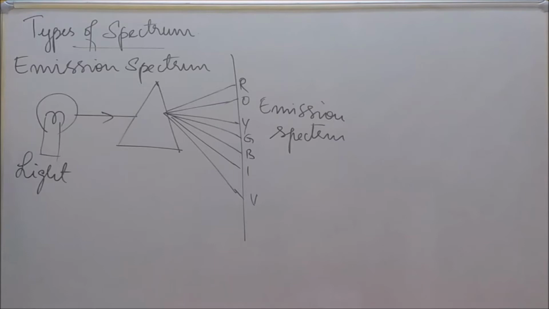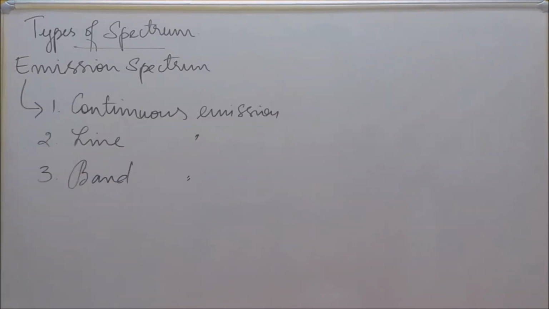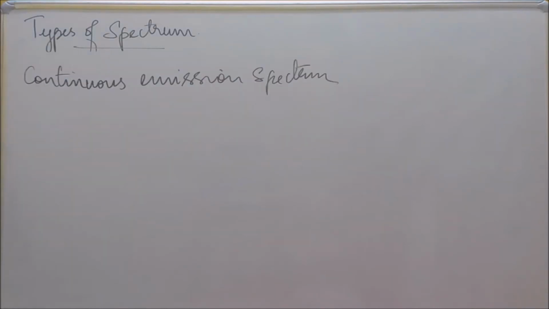Okay, so this emission spectrum is broadly classified into 3 types. One is continuous emission spectrum, second one is line emission spectrum, and third one is band emission spectrum. Okay, so the first one is continuous emission spectrum. So what is a continuous emission spectrum? We'll see now.